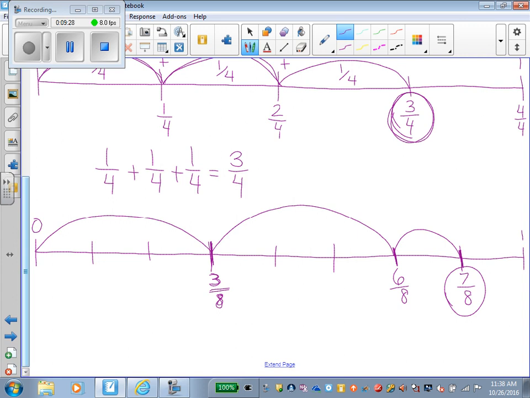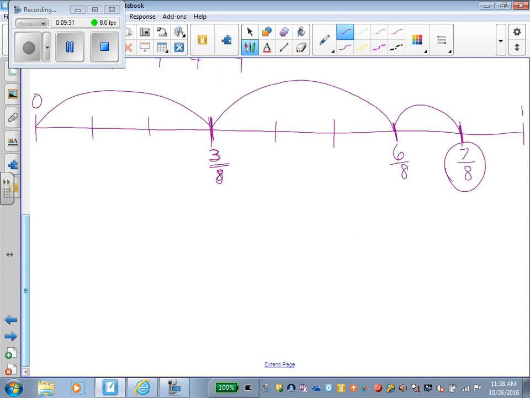I want 2 equations that show me how I could have gotten 7/8. One of the equations I want to be strictly addition, and the other one I want you to throw in some multiplication. How could I have gotten to 7/8 using this model only? Only this model.